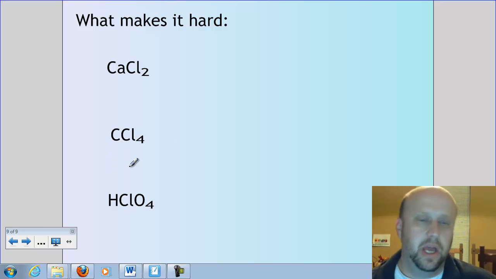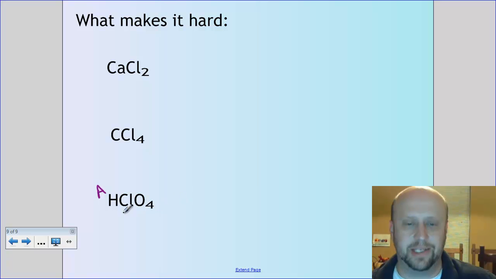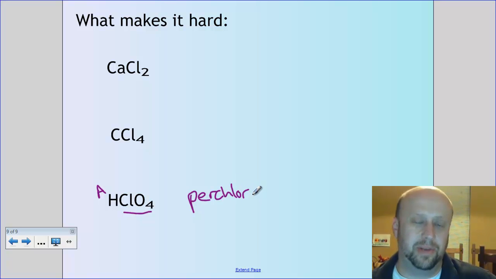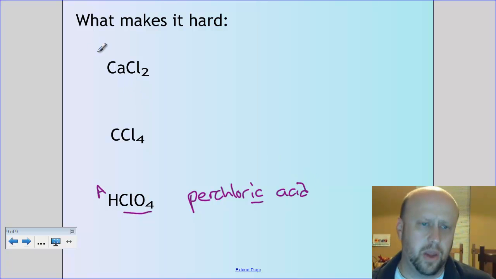So here we go. This starts with an H, so I know that that's an acid. How do we name acids? That's a polyatomic. I look that up on my chart if I need to, or hopefully at this point I have it memorized. I know that is perchlorate, but I'm going to change the ending not to ATE, but to IC. So that becomes perchloric acid. All right, easy enough.